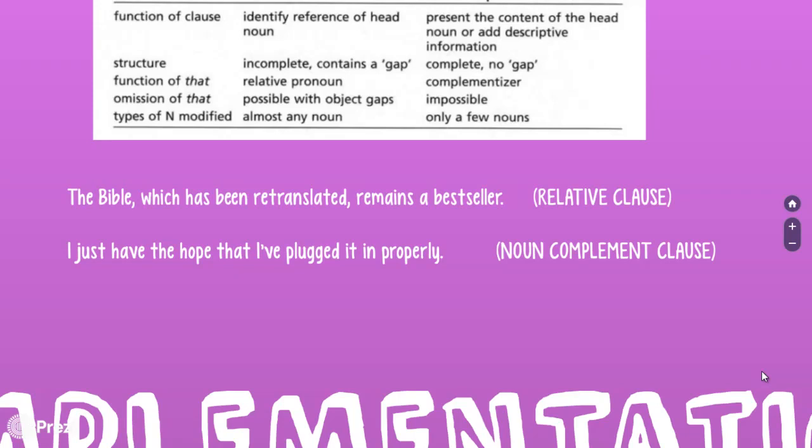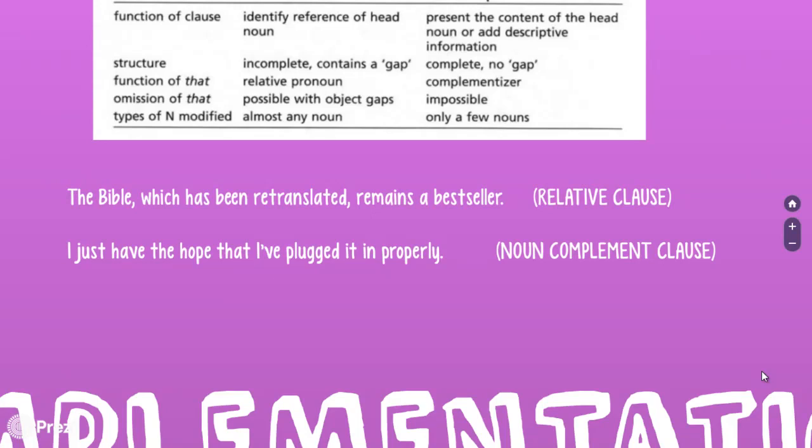Now let's move to the noun complement clause. In this case, our head noun is the noun hope. And what we have in the that clause is the content of the hope. So this complement clause gives us information related to the content of our head noun. In this case, we cannot remove the complementizer, that. And please note that within this complement clause, we already have a subject, a verb, and an adverbial. So it has all the elements that a clause must have. It's complete and there's no gap.